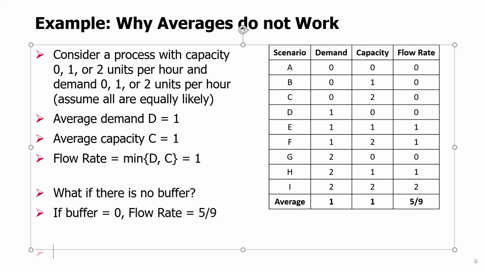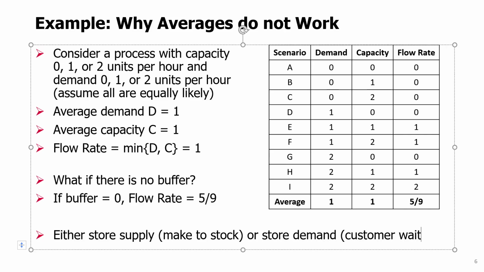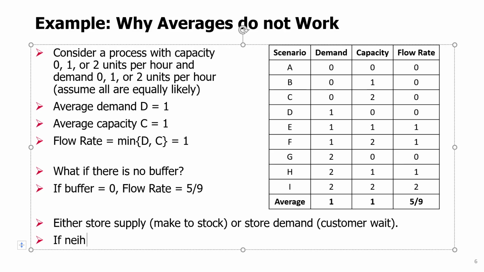So basically, we have to either store supply, if it's possible, make to stock, or store demand, with customers waiting. One of those things has to happen. If neither is possible, if there is no way to buffer somehow, then throughput is lost. So this is why averages do not work.